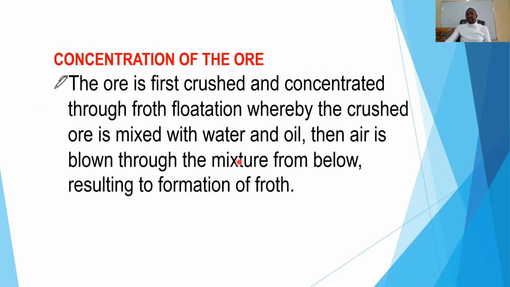After confirming the presence of the metal cation in the ore, you concentrate the ore. You are concentrating the ore to increase its percentage. So the ore, first of all, is crushed and is concentrated through a method called froth flotation. This method is usually used to concentrate the sulfide ores. So that leaves you with 3 metals that can be concentrated through froth flotation. That is extraction of copper, extraction of lead, and extraction of zinc, because the ores are sulfide ores.